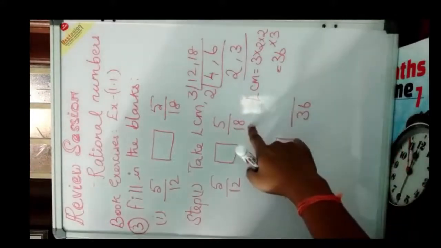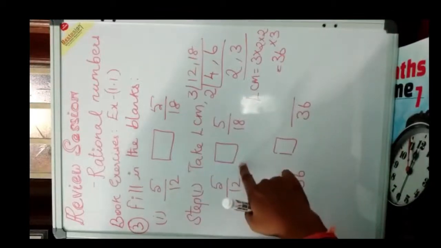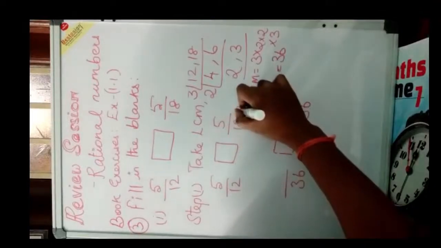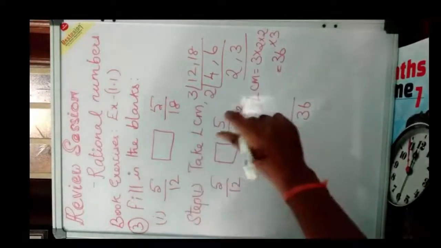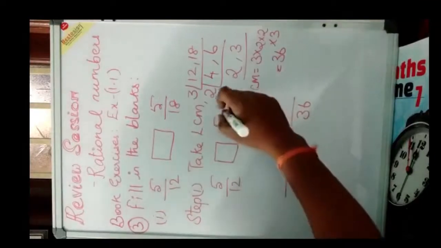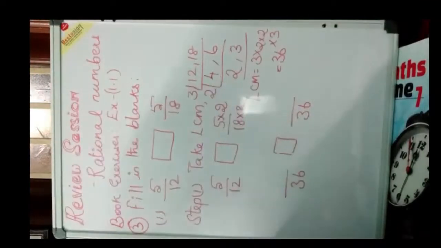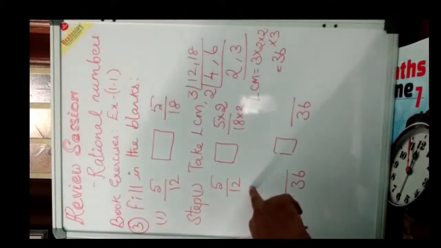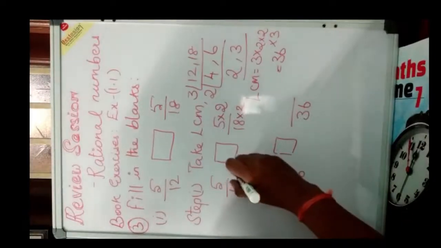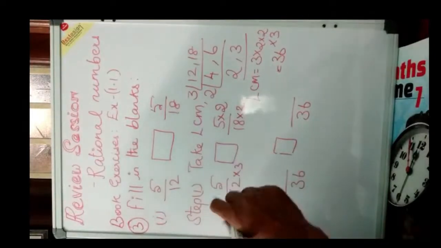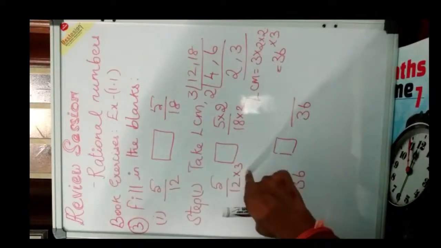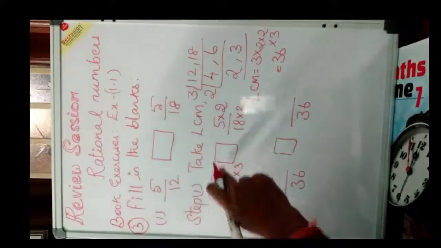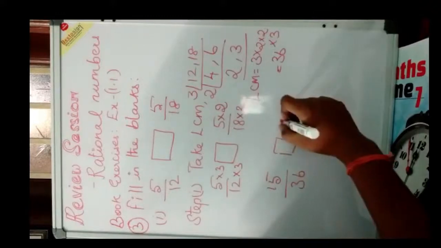So we need to multiply this with some number and this with some number to get 36. So now if we multiply 18 2 times, you will get 36. So whatever number you are multiplying in the denominator, the same number you need to multiply in the numerator. So numerator and denominator have to be multiplied with the same number. Similarly here, to get 36, you need to multiply by 3, so the same you need to multiply in the numerator also. So here 5 3s are 15 and here 5 2s are 10.